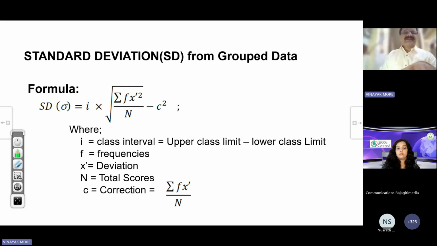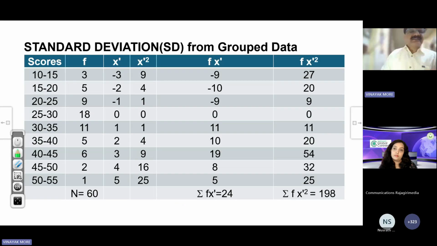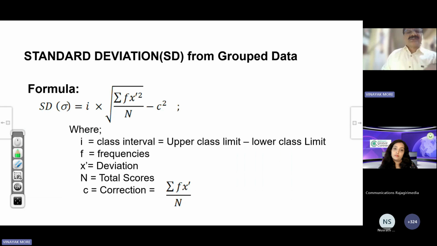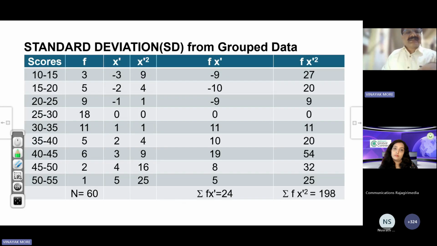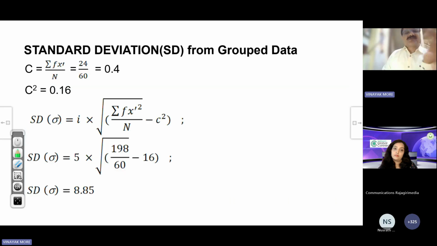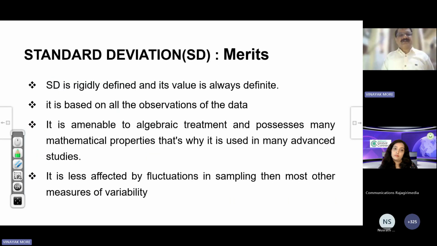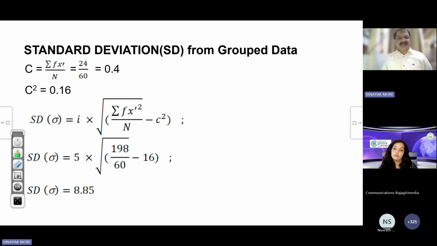So this formula is summation, and i is nothing but the class interval, that is the upper limit minus the lower limit of that particular class. Here 10 to 15 is a class, 15 to 20 is a class. So, the square root of summation of f x dash square upon n. f is the frequency we got, and x dash is the deviation, and we square it. So here we got the SD.